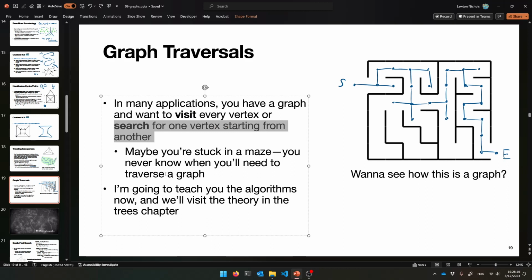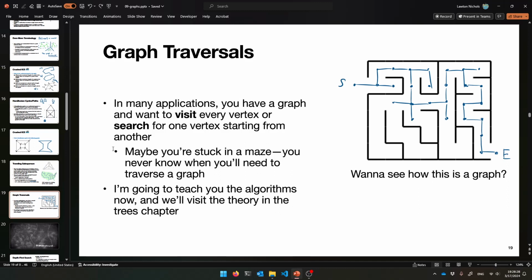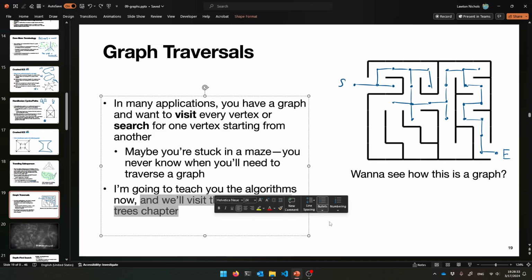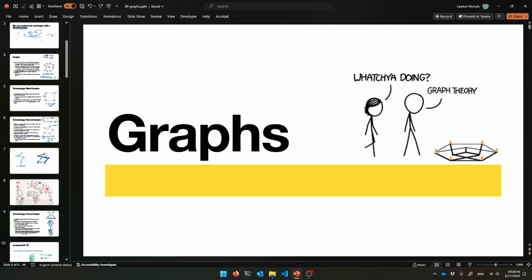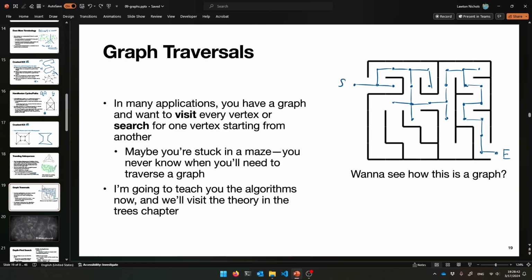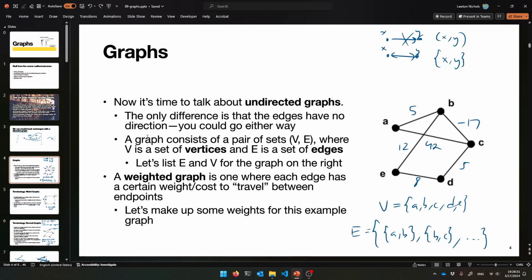I'm going to teach you a bunch of algorithms right now, and there's some more theory to them, at least to most of them. I'll show you a fun algorithm all at once at the end of these slides. But we'll hit the theory a little bit harder in the trees chapter, because a special case of graphs is trees, and as you traverse graphs, you create things called trees. You know about binary trees right now, but there are more generic trees, just like we learned about directed graphs, and there are also more generic undirected graphs.